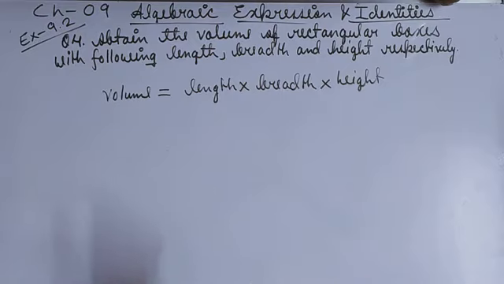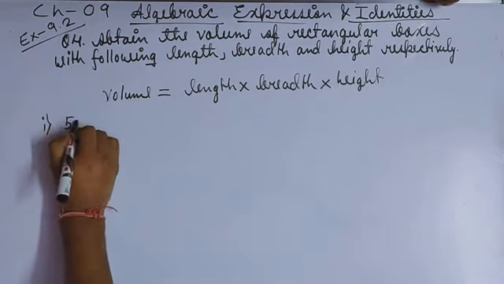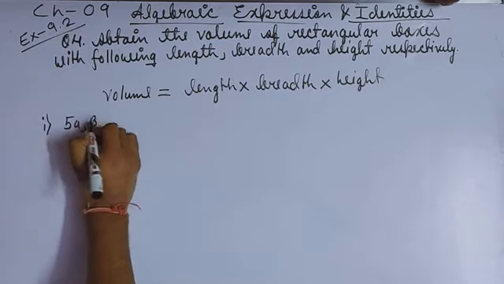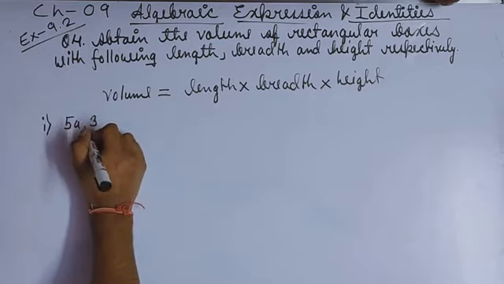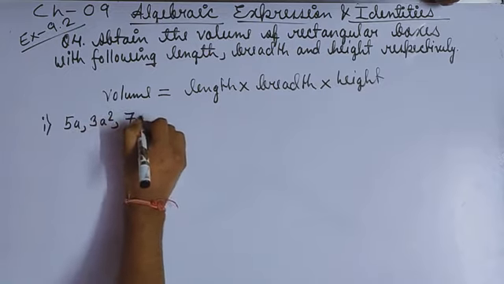So in this question the length, breadth and the height of rectangular boxes are given to you, which are basically your what? Monomials, and you have to find out the volume of the following rectangular boxes in which the algebraic expressions are their length, breadth and height. So I am solving the first one, that is 5a, 3a square, 7a to the power 4.